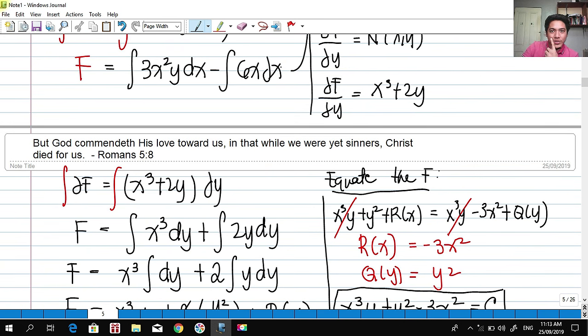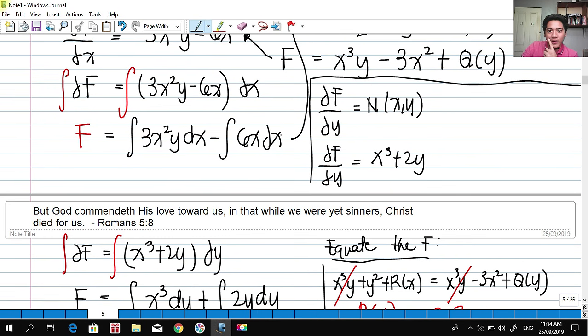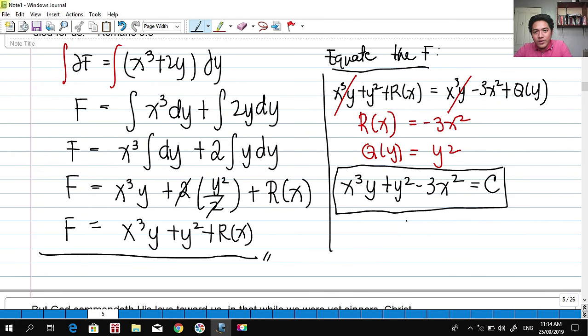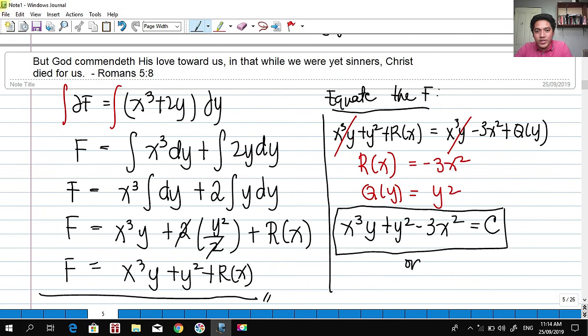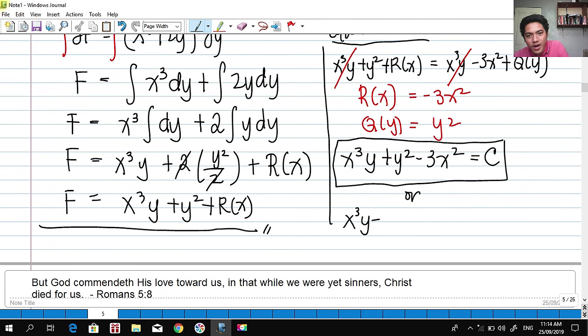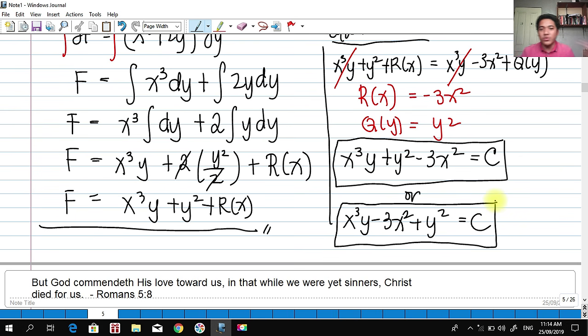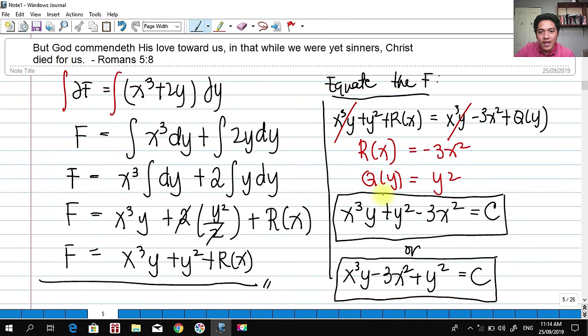Okay? Sir, can we use also this? Okay, if we use this, no problem. If we use the other f here, no problem. We have x cubed y minus 3x squared, plus the q of y, which is plus y squared. And on the other side of the equation, the f will now become the c. So, in other words, even if you use the first f as a solution or the second f as a solution, you will still arrive at the same answer. And hence, this should be our answer for the exact DE given in the problem.